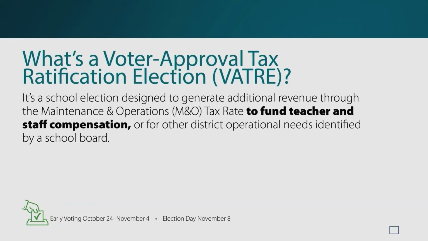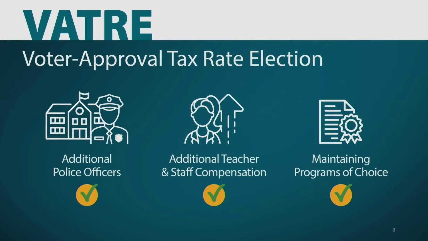Absolutely. Tomato, tomahto, but here's what you need to know. Just a quick version from both Steve Bassett and myself. So what it is, it's a voter-approved tax election. Anytime that we need to change the tax rate from what's being proposed, we must go to the voters. And in this case, it is to add money to our maintenance and operations portion of the tax rate.